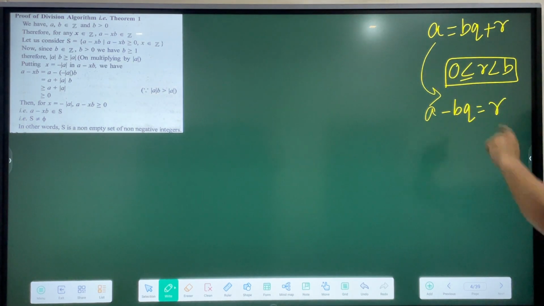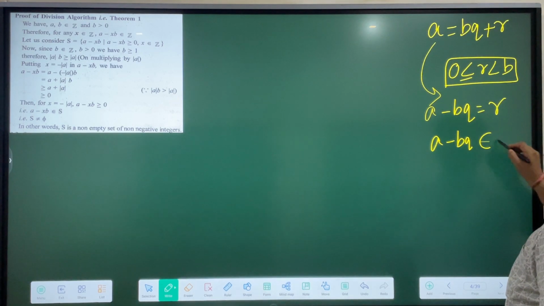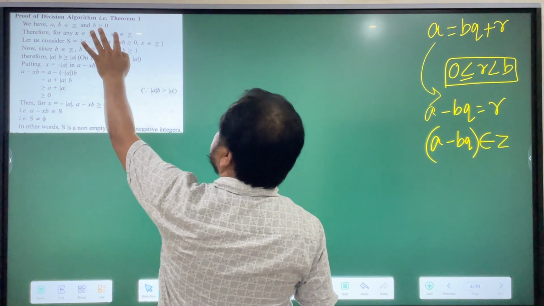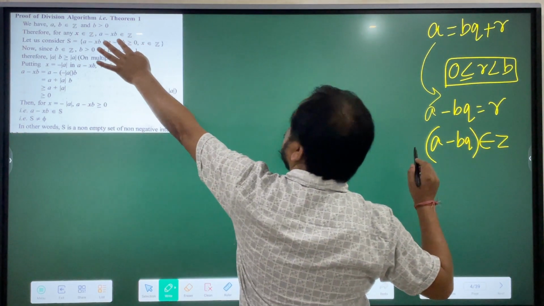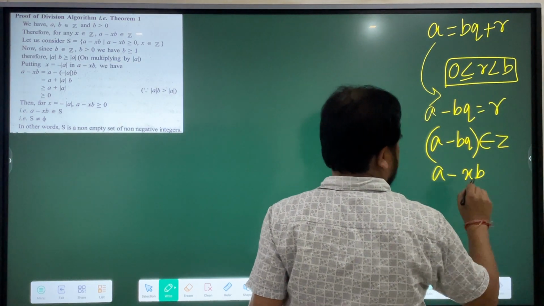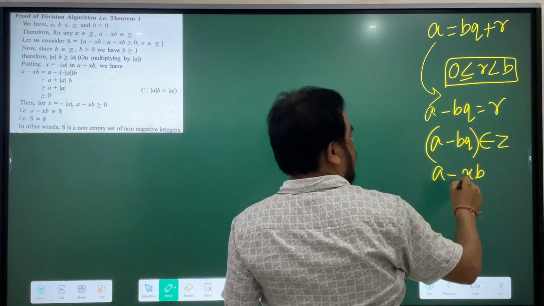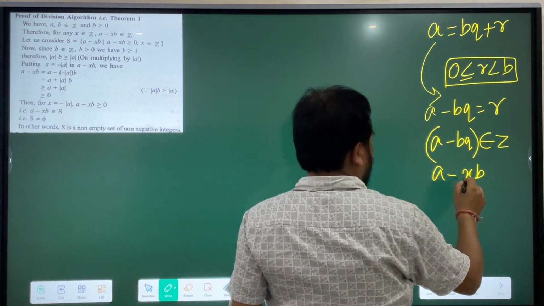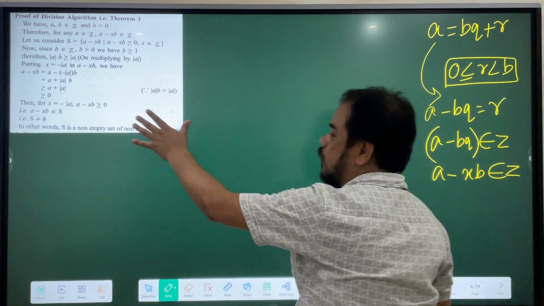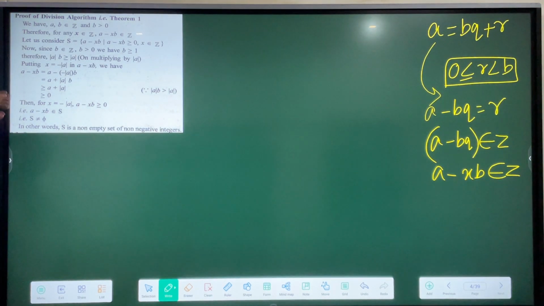This is remainder. Here what is to prove? A minus BQ, whatever we get, that should be an integer. Here in place of Q there is written X. A minus XB or BX, same thing. A minus BQ or QB, same thing. So here in place of Q put X, because in this theorem, which belongs to Z, that is what we have to prove. Theorem number 1.